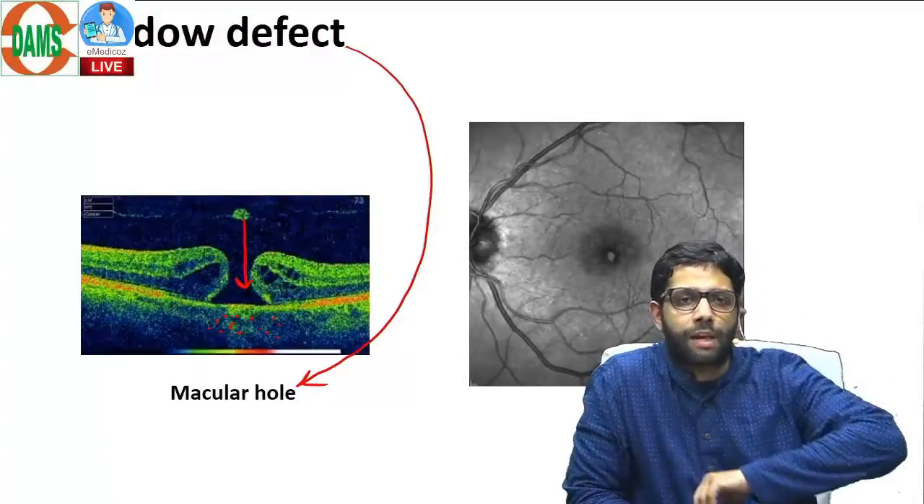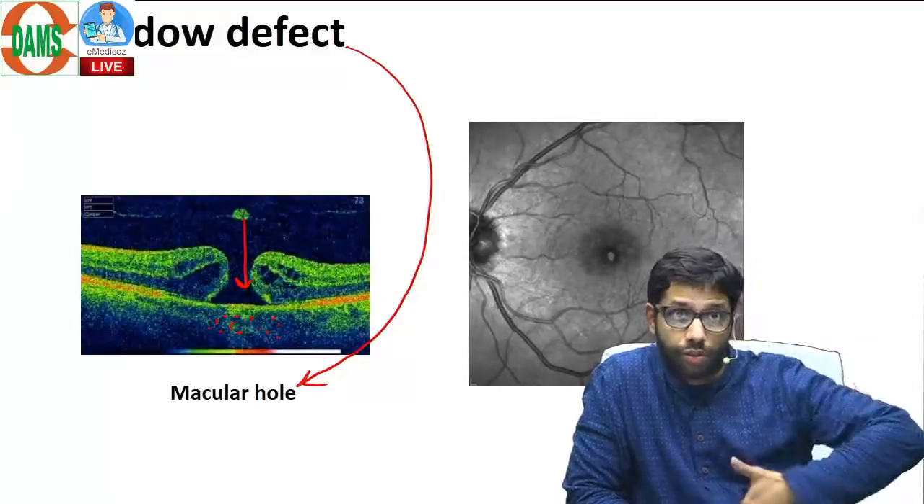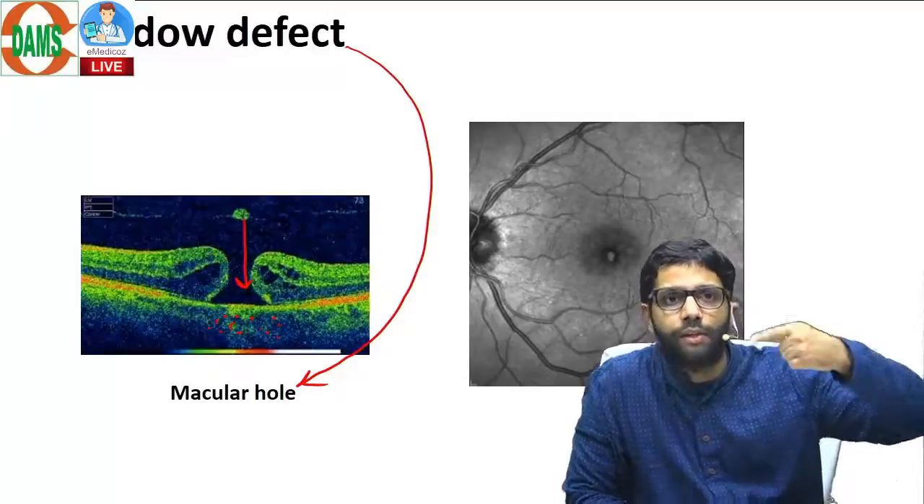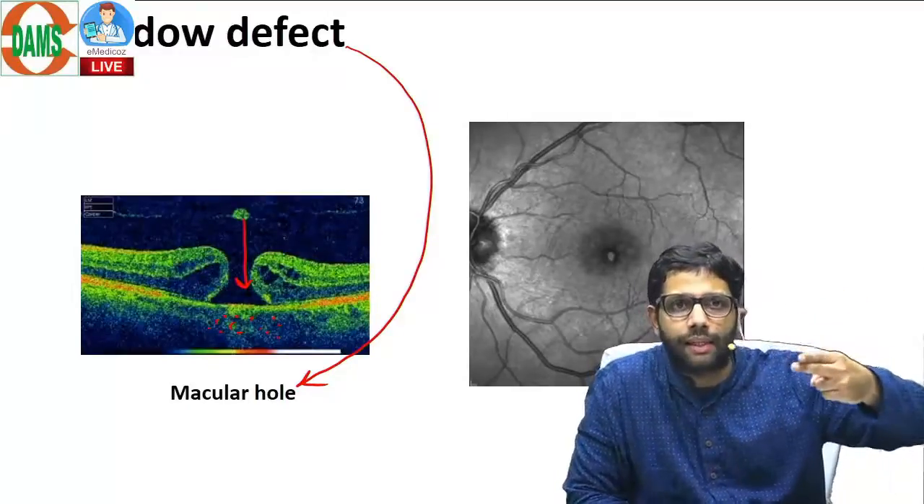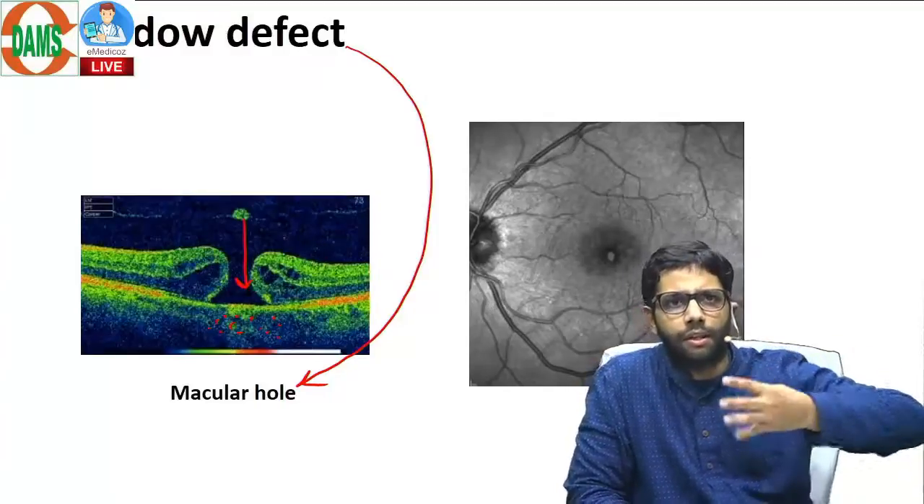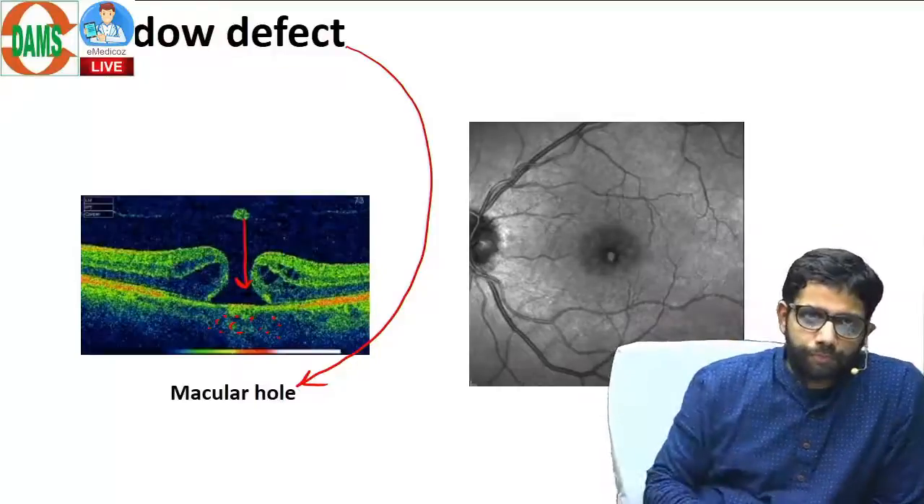So 4 examples of hyperfluorescence we have seen, which you can write down in your exam like this. First was pooling, CSR. Second is leaking, various condition, diabetic retinopathy, CRVO. Third is staining, ARMD, window defect, for example, macular hole.